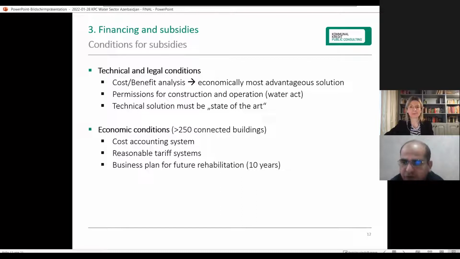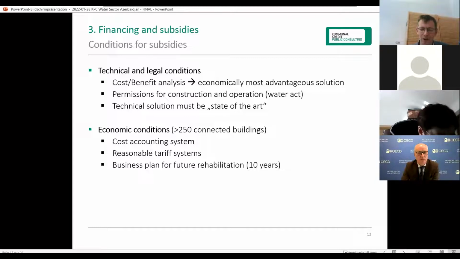For larger units, there are also economic conditions. For example, a cost accounting system must be implemented, a reasonable tariff system must be implemented, and if you have to invest in a rehabilitation, you need a business plan for future rehabilitation, covering the next 10 years. So this is something, let's say, new in our subsidy guidelines, to force the operator to think about the economic situation. So it's not only money and technical theme, we also want them to think about their economic situation and to afford the operation of the facilities.